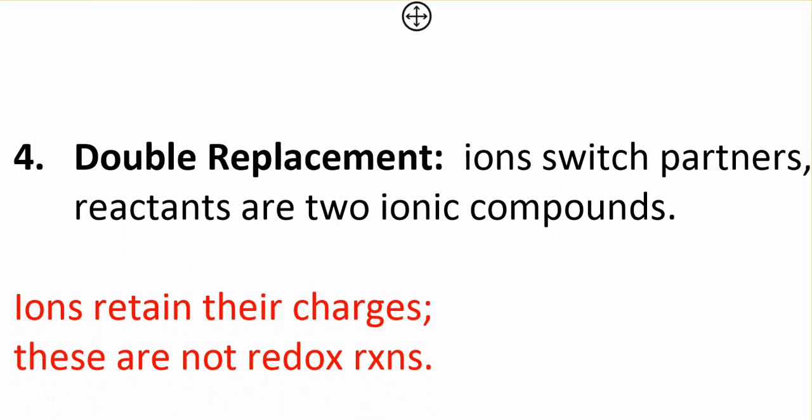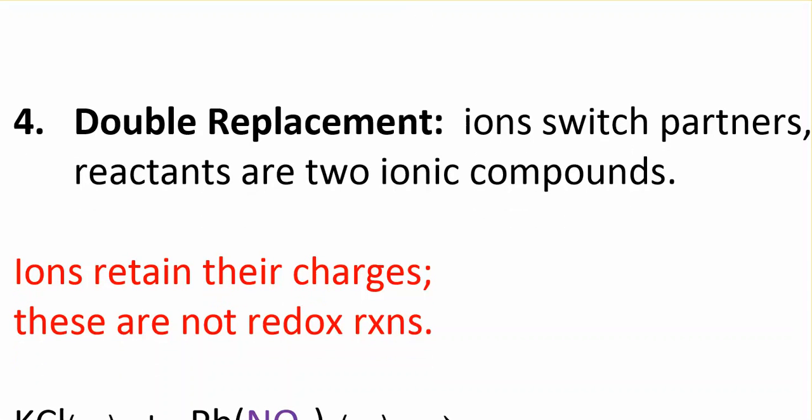In a double replacement reaction, you will have two ionic compounds, and they'll switch partners, positive and negative, to give you two new ionic compounds. These reactions are not redox reactions because all of the ions will retain their original charges, so there's no transfer of electrons.